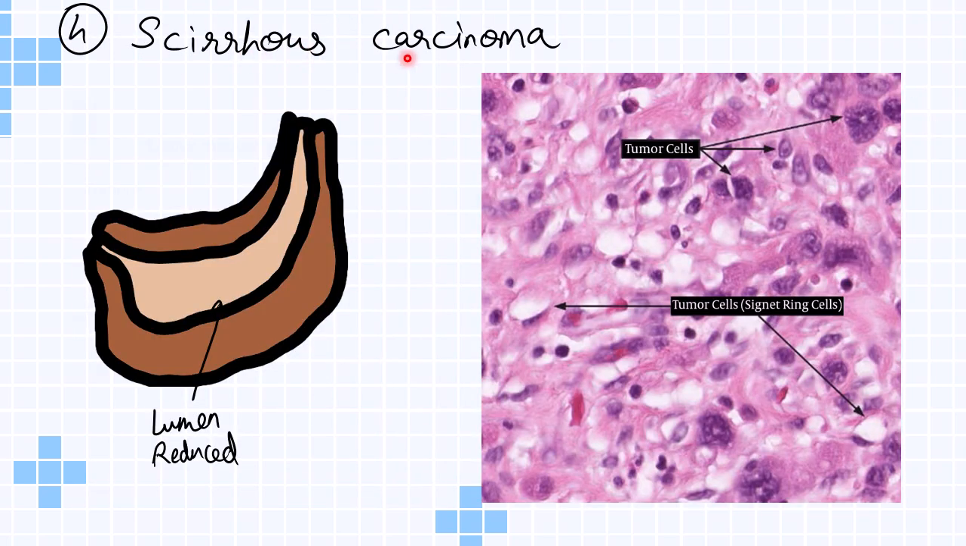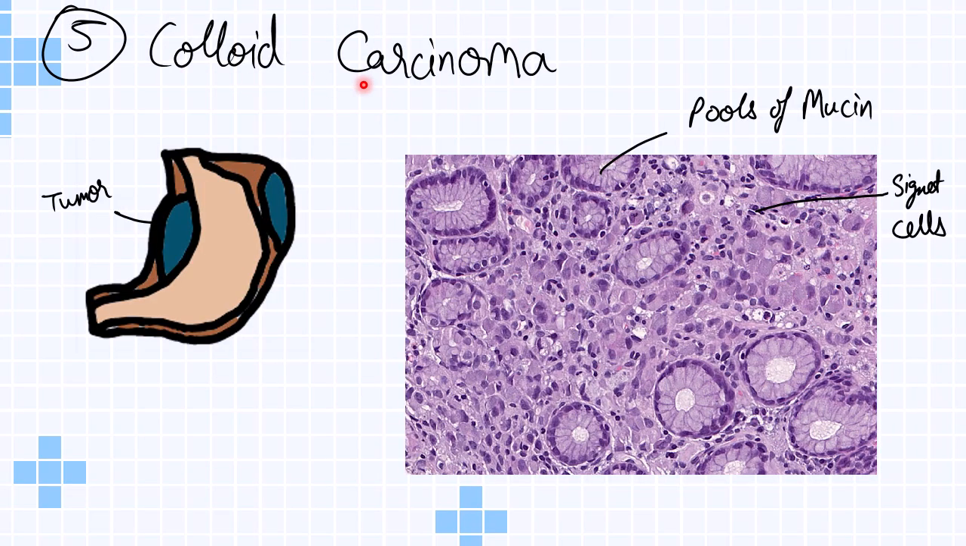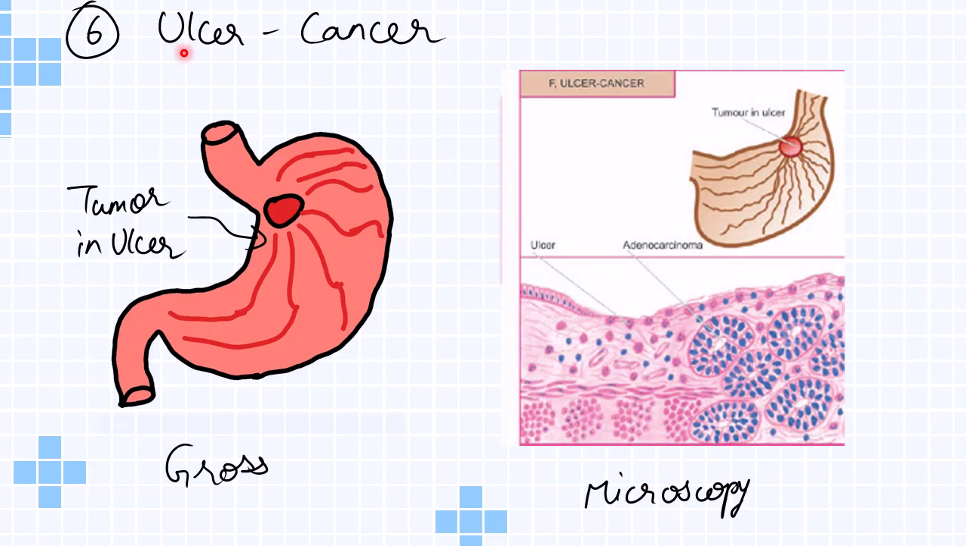Fourth one is Scirrhous carcinoma, and here the stomach wall is thickened and the lumen is reduced. In microscopy, we see the signet ring cells. Fifth one is colloid carcinoma. It has a gelatinous appearance due to secretions of huge quantities of mucus, as is evident in the microscopy too. And finally, we have ulcer cancer type. It is nothing but tumor formation in an ulcer, as you can see in this image.